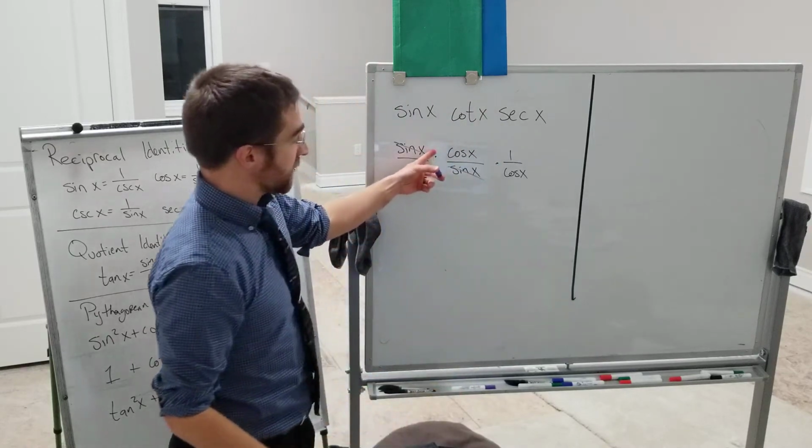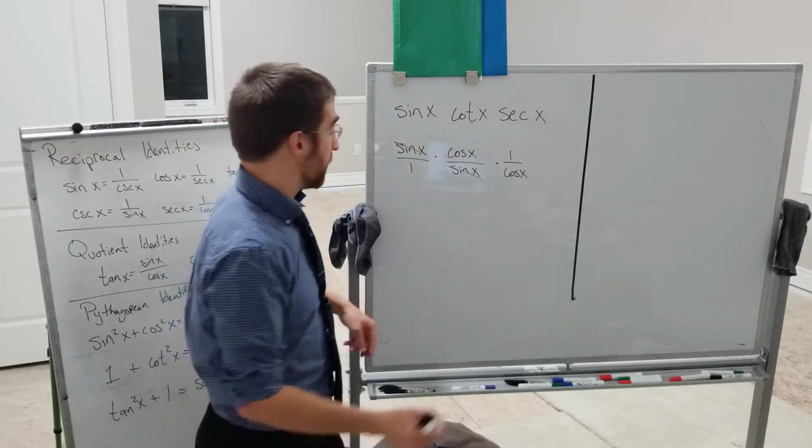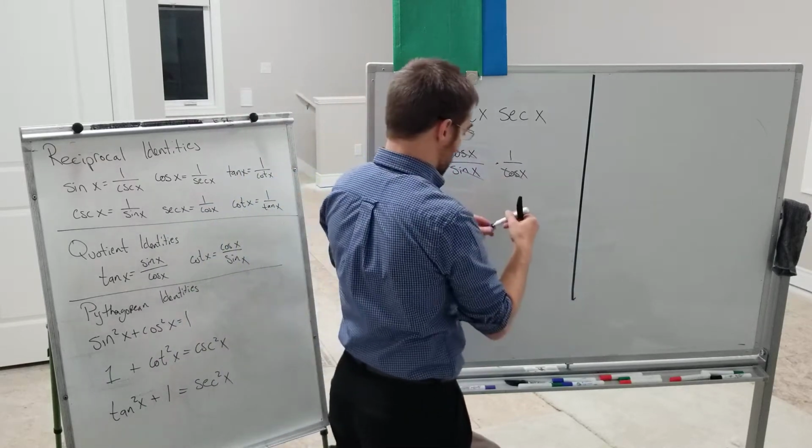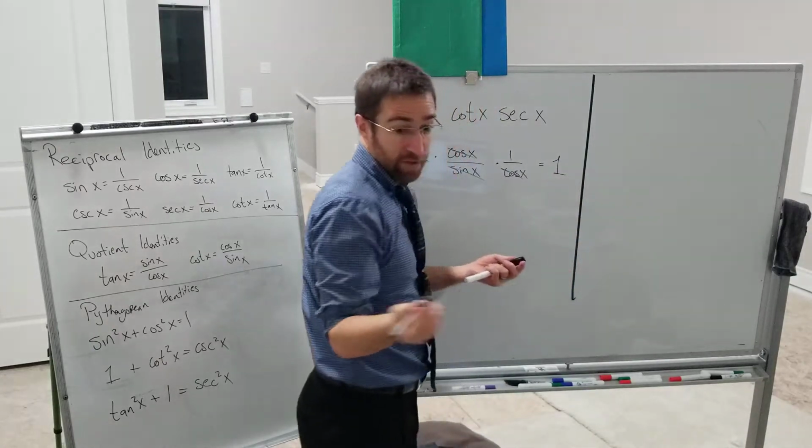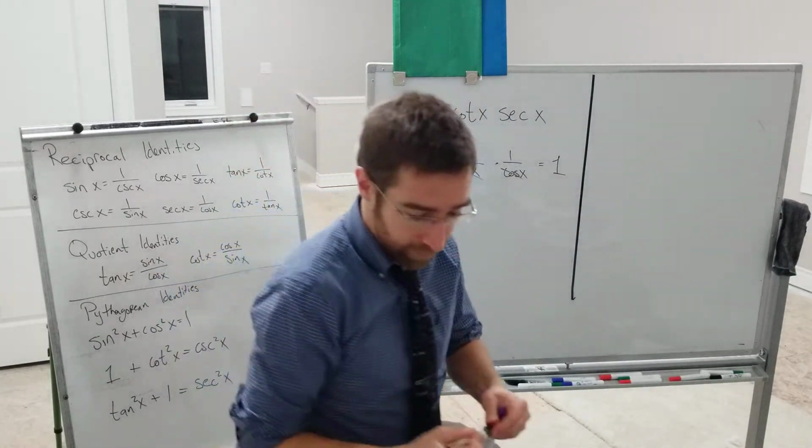I have cosine x in the numerator, cosine x in the denominator. Those are going to cancel out, and we're just left with 1. And that's the answer. It just simplifies down to 1.